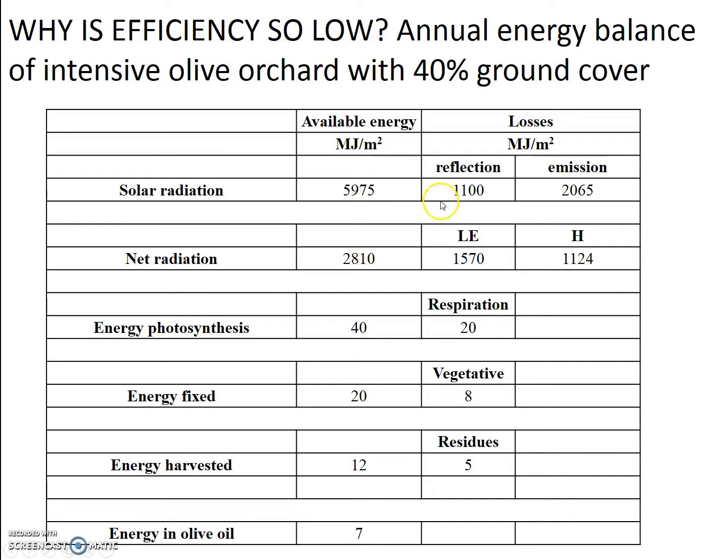But this low efficiency is basically due to the use of the radiation balance, reflection and emission, and then the partitioning of net radiation between evaporation and heating the air. So finally only a small fraction can be dedicated to photosynthesis.